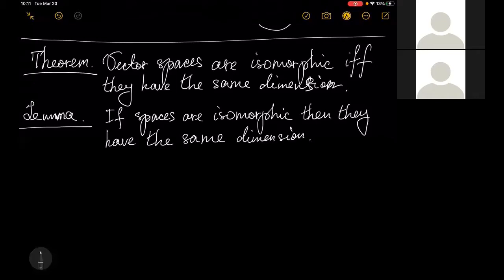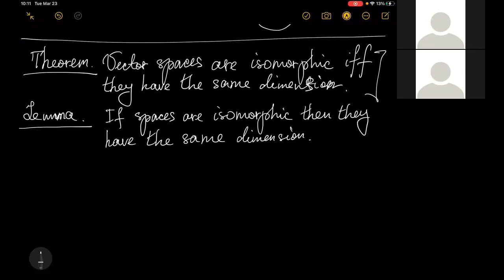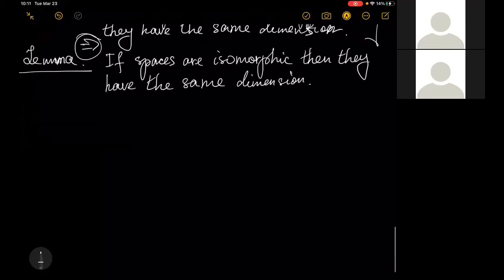Pay attention that this is just half of the proof, right? Because of the theorem, because here we are saying if and only if. So essentially, it means that here we have two statements. One is vector spaces are isomorphic if they have the same dimension. This is the first statement. And second statement is if vector spaces have the same dimension, they are isomorphic. So, because if and only if, you need to prove this statement in both directions. So this is first direction, this one.